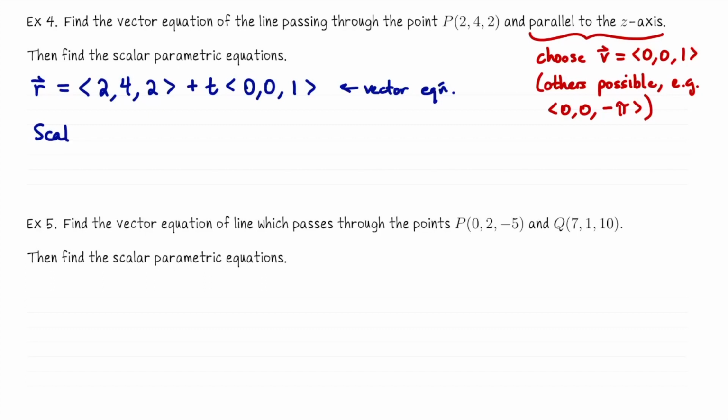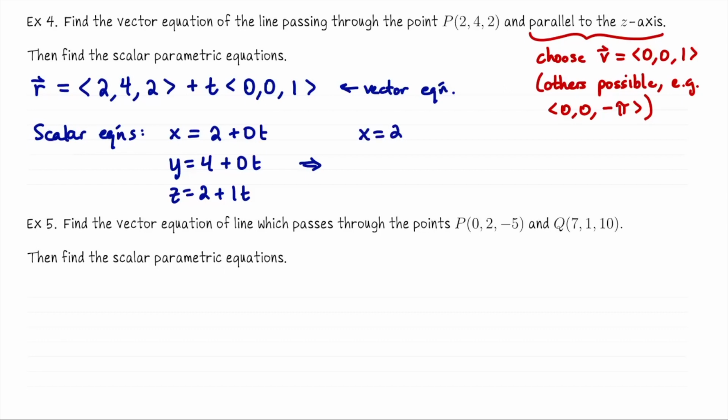For the scalar equations, we now just go component by component. If we look in the x-coordinate, we have 2 plus 0t, so x equals 2 plus 0t. y equals 4 plus 0t. And z equals 2 plus 1t. Of course, it'd be simpler to write x equals 2, y equals 4, and z equals 2 plus t.